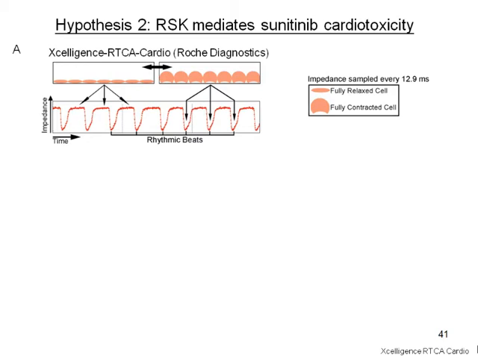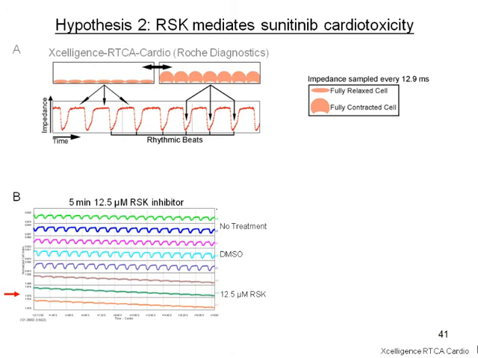So I utilized the xCELLigence RTCA cardio system. This is a measurement of impedance. It's a shift in the XYZ plane, and the trace that you see here is the functional contraction of the cells. At the top of the peak, it's fully contracted, so these cells are plated in a monolayer, and they're very dense, and they beat synchronously. And so the top of the peak is when they're fully contracted, and they're lifted off of the plate. And at the bottom of the peak, they're fully relaxed.